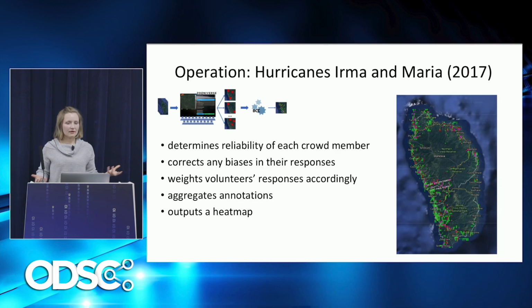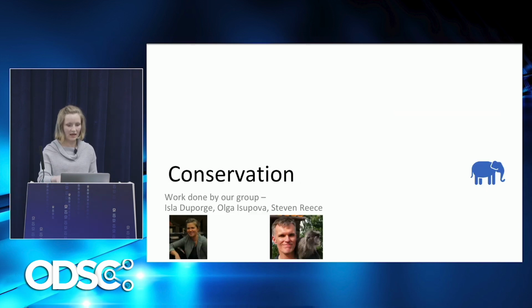At that time it was the BCC algorithm. It determines the reliability of each crowd member, weights them accordingly, and aggregates all the annotations to provide these heat maps, and we had feedback from disaster respondents that they are useful. These heat maps were spread to several NGOs and were successfully used.